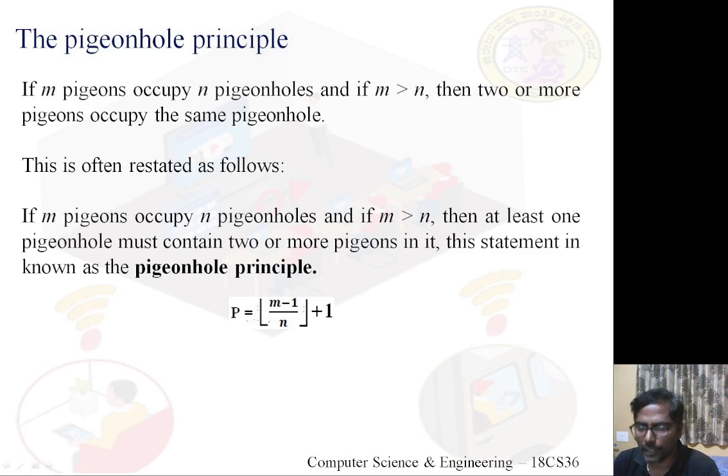It means, let me tell you, when the number of pigeons is more than the number of pigeonholes, then at least in one of the pigeonholes there may be two or more pigeons. Got it? Or let me repeat. If the number of pigeons is greater than the number of pigeonholes, then at least one pigeonhole will have two or more pigeons. Got it?